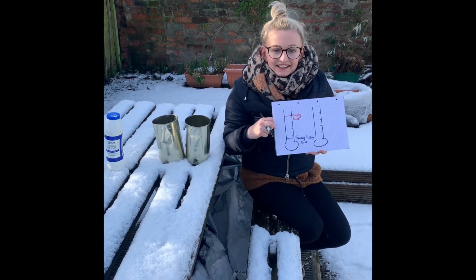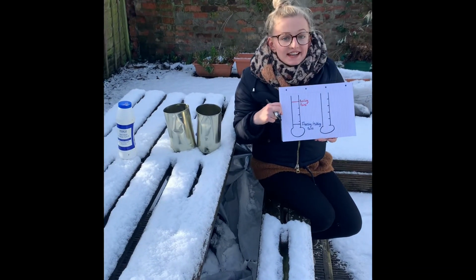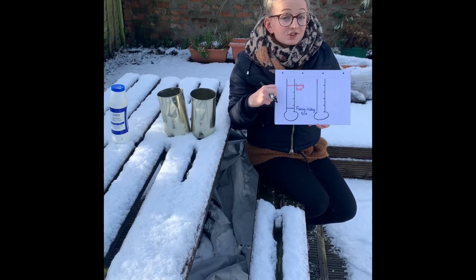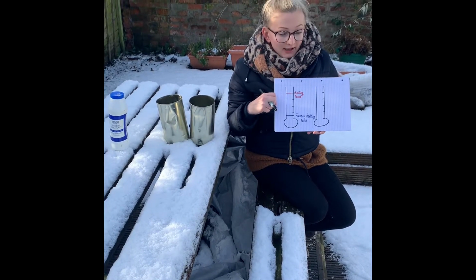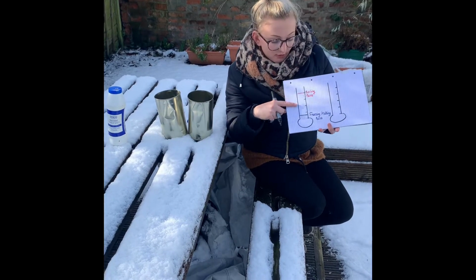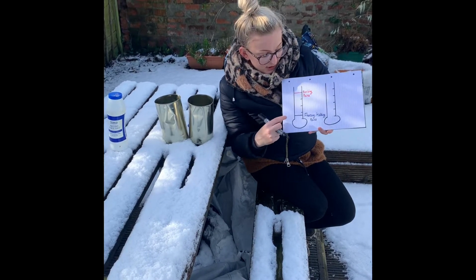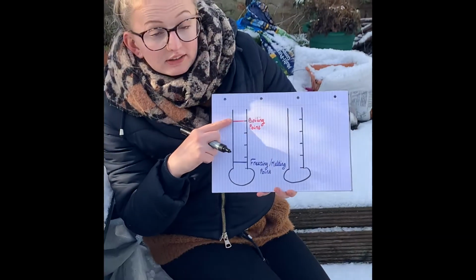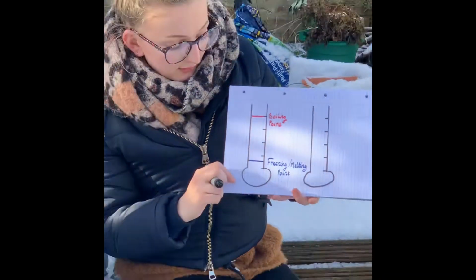Okay. Hi Year 9. So today you've been learning about the states of matter, and today I'm going to be showing you an experiment to do with states of matter change, so going in between the different states of matter. I've got here a little thermometer, and marked on my thermometer in blue is the freezing or the melting point, and in red is our boiling point.